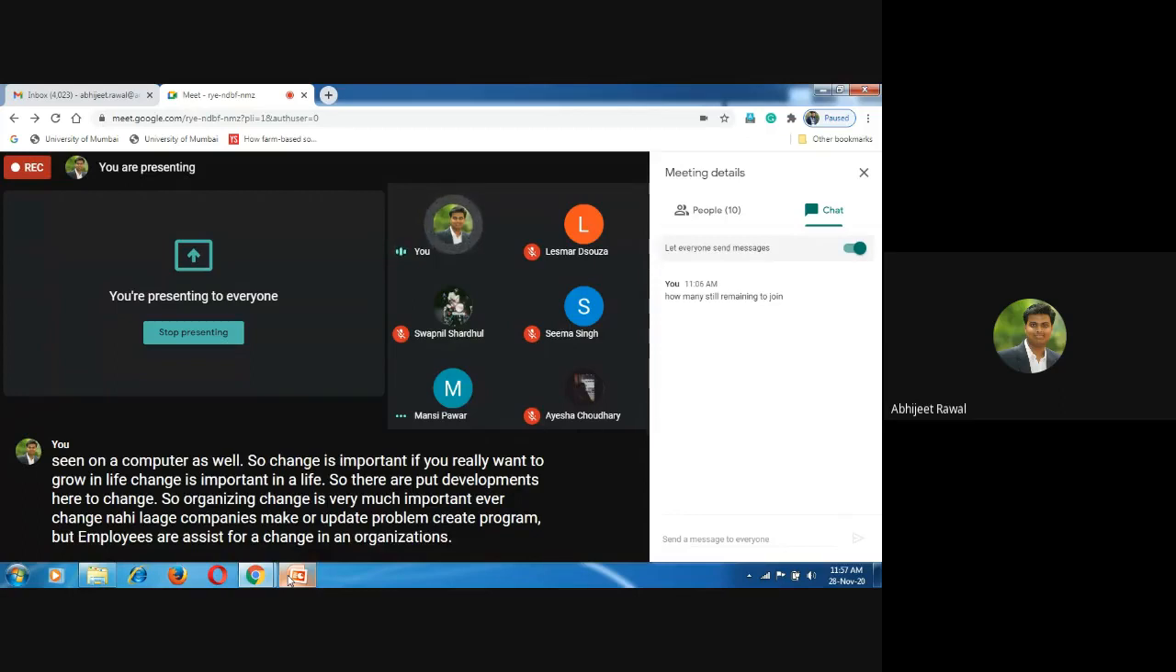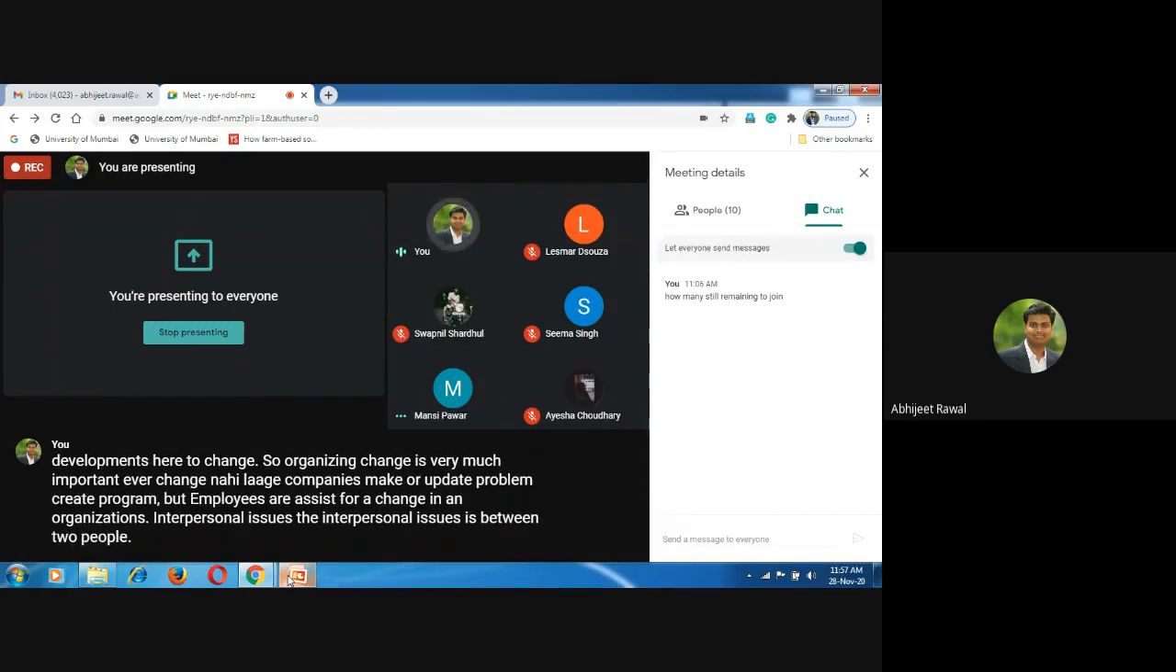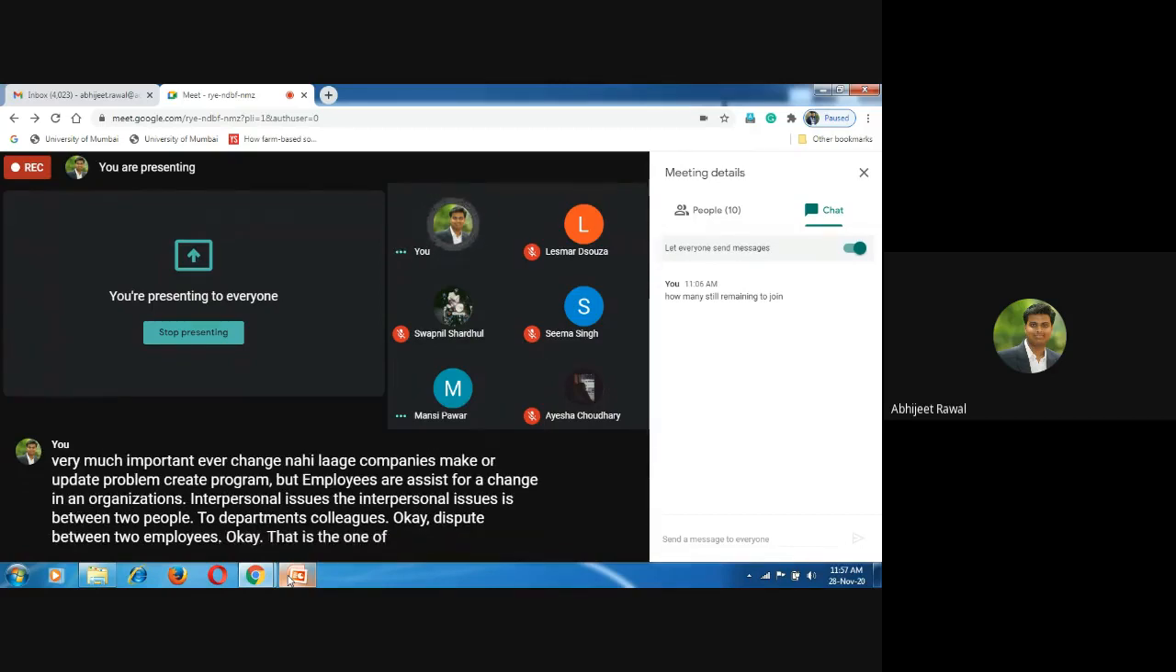Interpersonal issues. The interpersonal issues are between two people, two departments, colleagues. Okay, disputes between two employees. Okay, that is one of the most important parts.